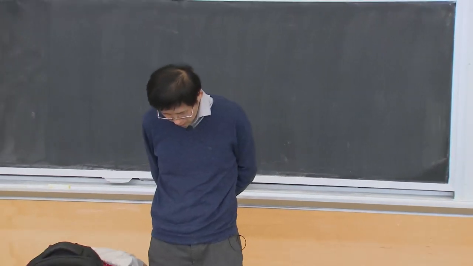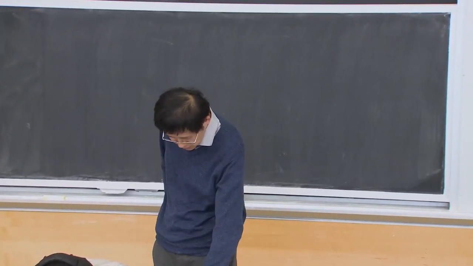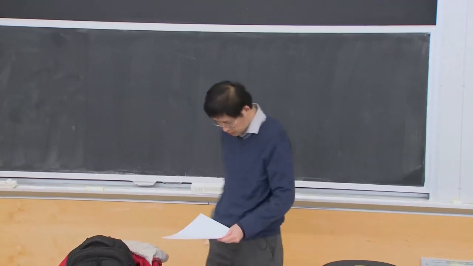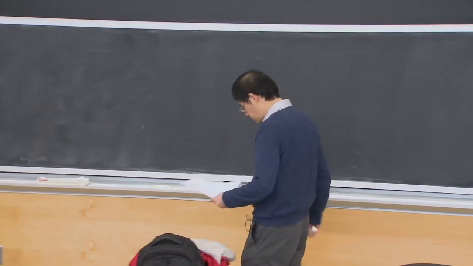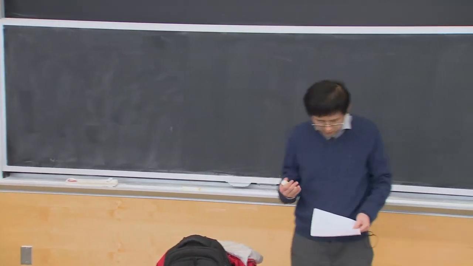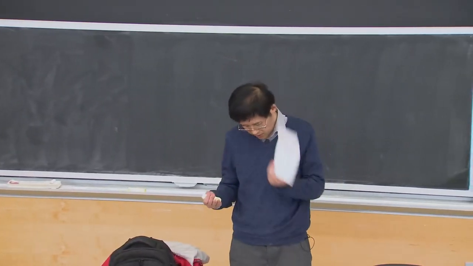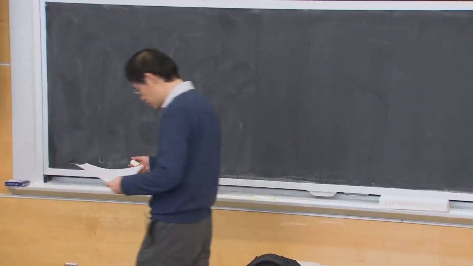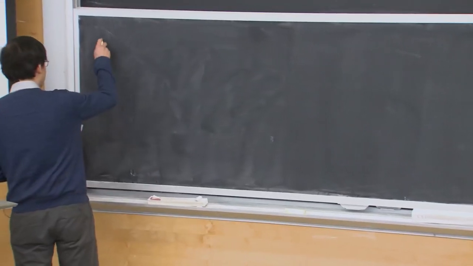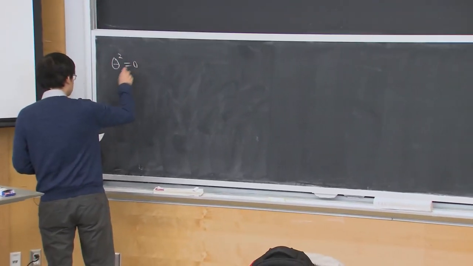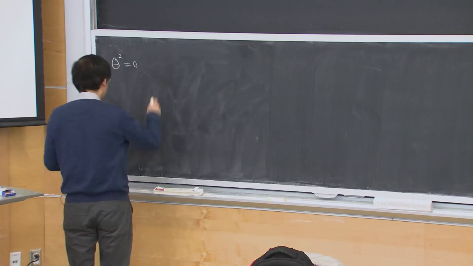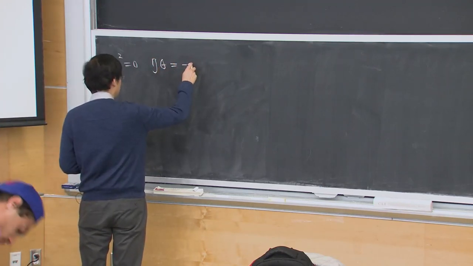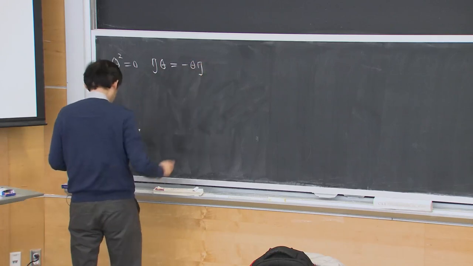So first, let me remind you what we did at the end of last lecture, which was last Wednesday. We introduced these things called Grassmann variables, which classically anti-commute. For example, if you have a quantity called theta, then theta squared equals zero, and two such Grassmann variables anti-commute with each other.